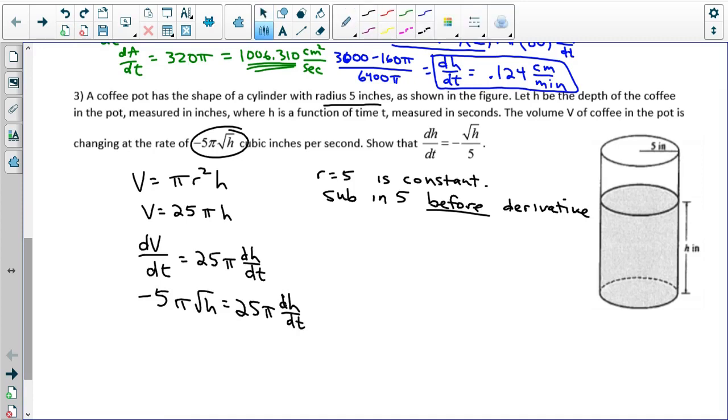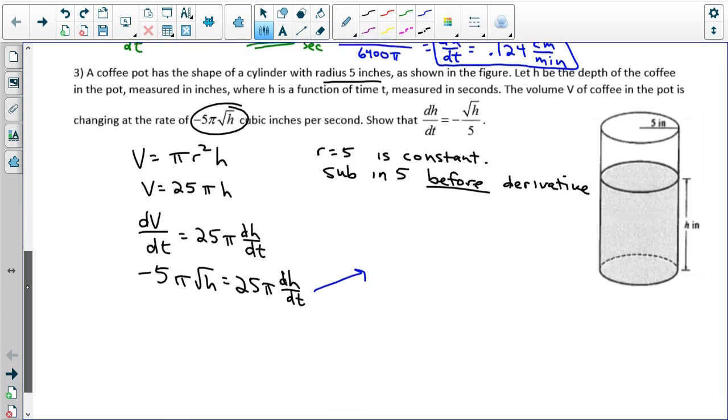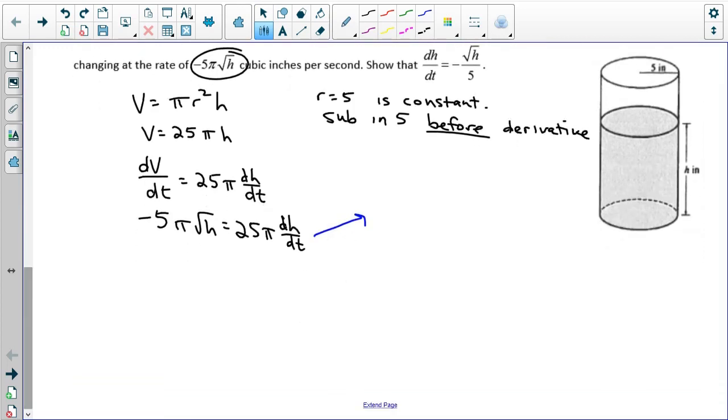So when I continue with this problem, I end up dividing by 25 pi. So I have dH dt equals negative 5 pi root h over 25 pi. And then I can do a little bit of simplifying. So dH dt equals negative root h over 5, which is exactly what the problem told me it would be.